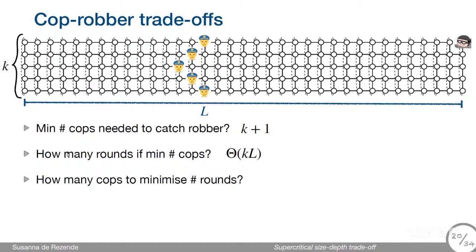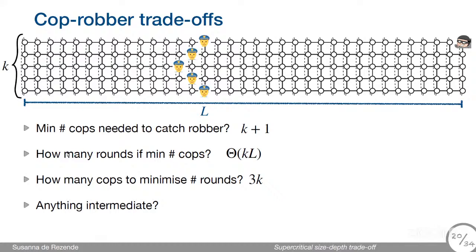Log L, yeah. So I can do a binary search here. And then in that case, I actually only need 3K. I don't even need L, I just need 3K because I have to be able to do this binary search. And then in basically log L rounds, I can catch the robber.